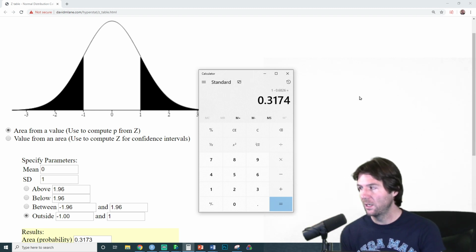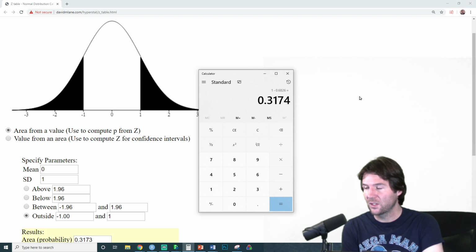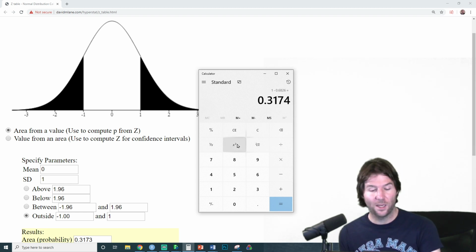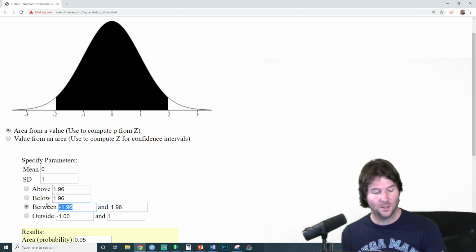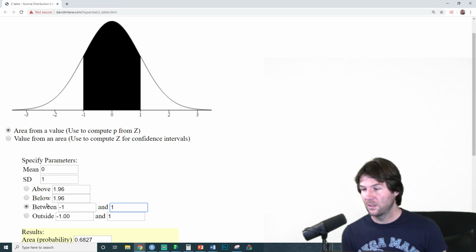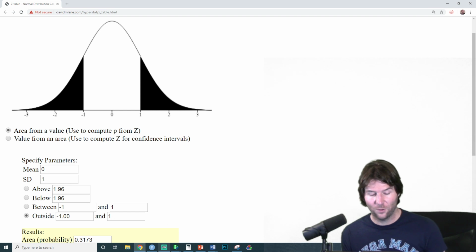Does this make sense, Rachel, on how to use this applet to get the area outside of it? My p-value will be this, and I estimated it to be this with my knowledge of how the empirical rule works. Basically 32%, because 68% would be inside of this, and we're doing the outside of it. Okay, good, awesome, glad to hear that. Great job, Rachel.